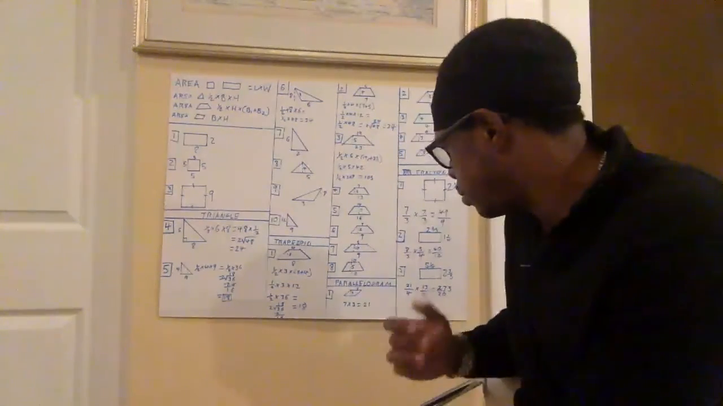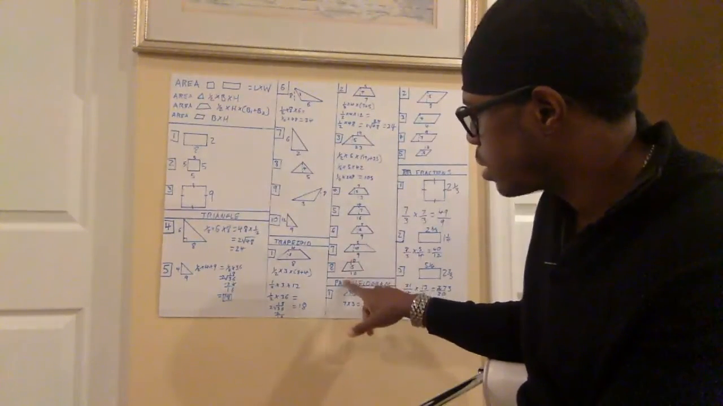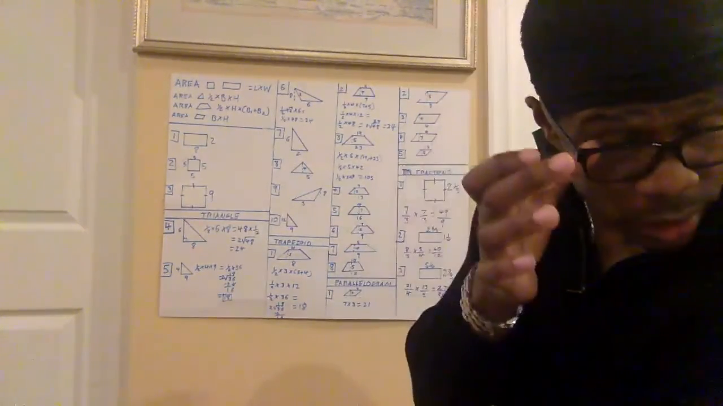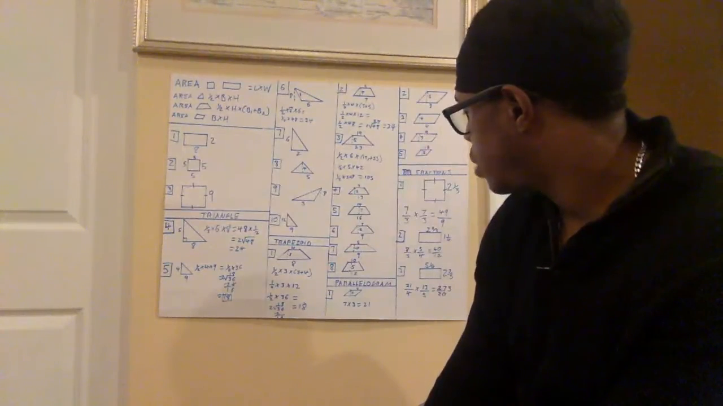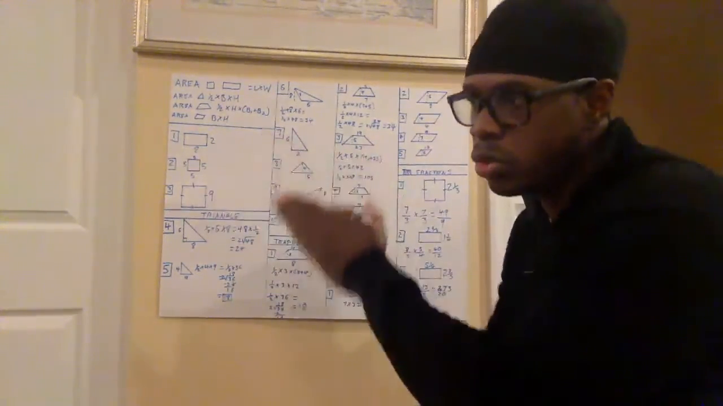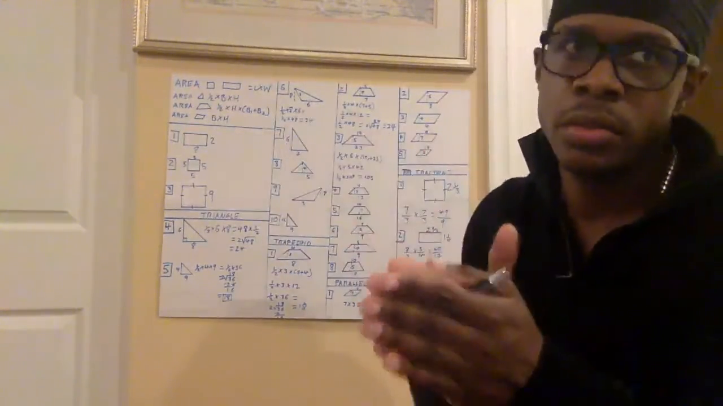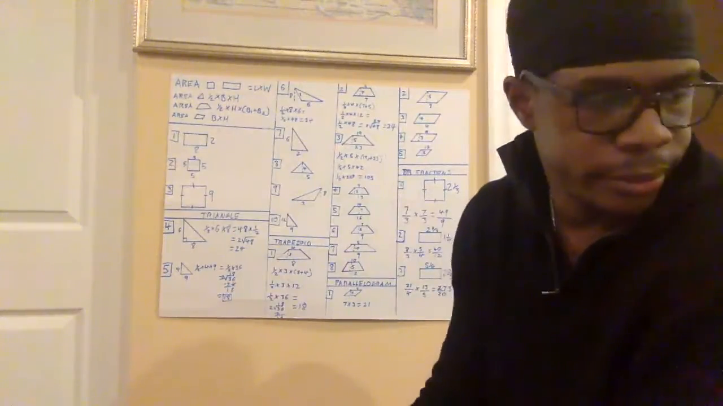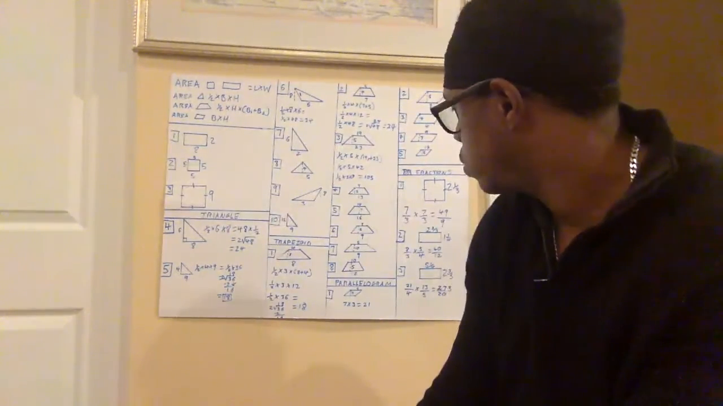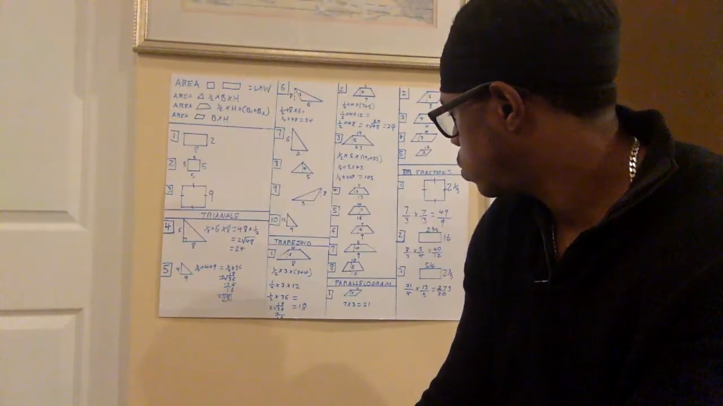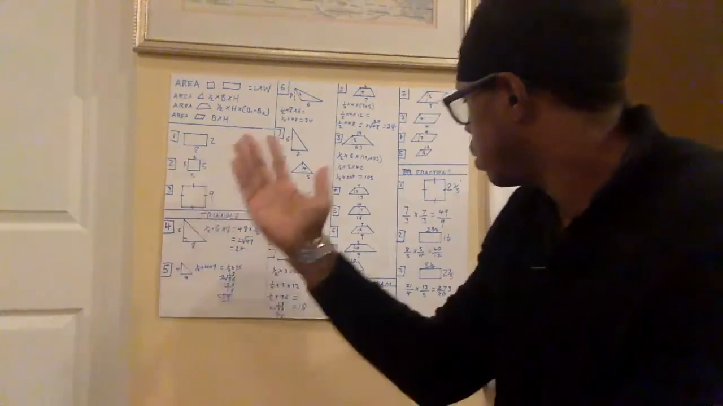All right, last one, number 8. We have first base of 10, second base of 12, a height of 5. 10 plus 12 is going to give you 22. 22 divided by 2, or a half times 5 times 22. Remember, write it down, and then a half times 22 is going to be 11. 5 times 11, 55. 22, 11, 55.